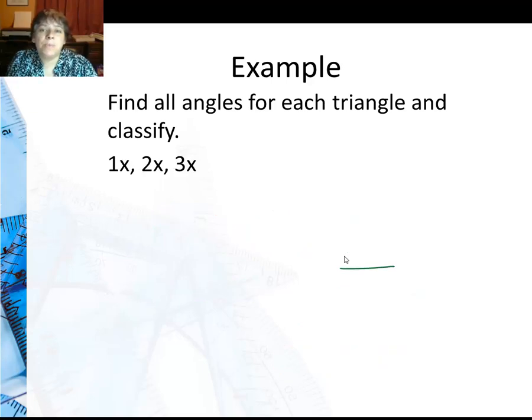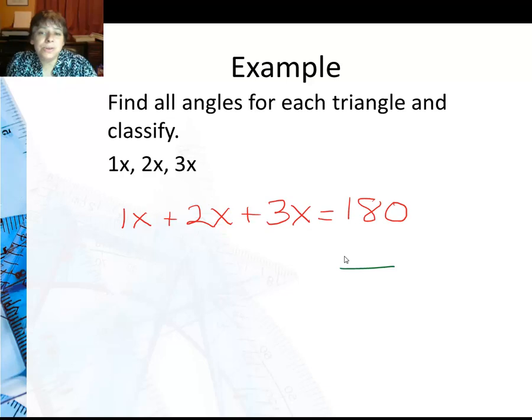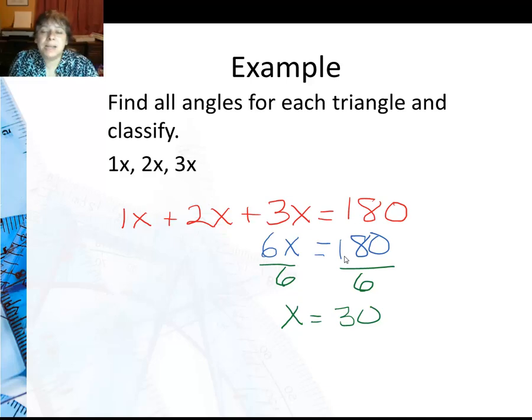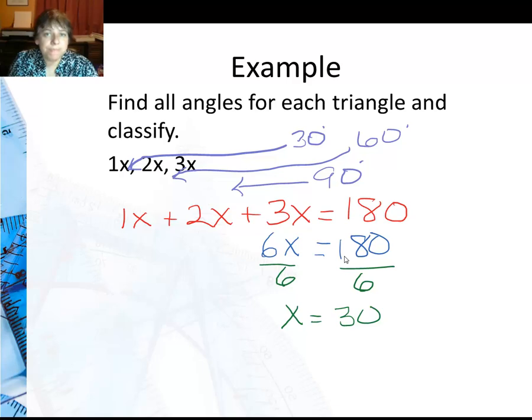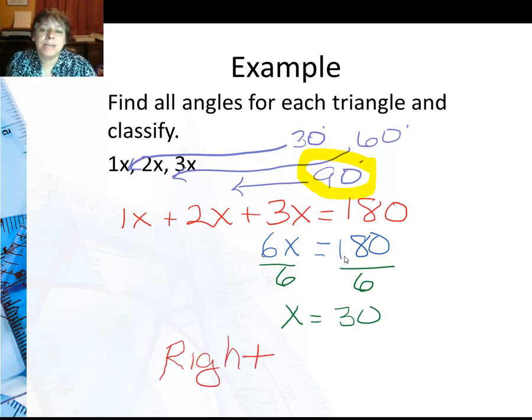Now I have this problem where the angles of a triangle are 1x, 2x, and 3x. So I have three different angles. I give you a ratio, but I don't tell you how big the angles are. I still use the same equation. 1x plus 2x plus 3x is 180, or 6x is 180. I can divide both sides by 6, and I get x is 30. So that means one of the angles is 30, the other one is 60, and the last one is 90. Since the largest angle is 90 degrees, it's a right triangle.